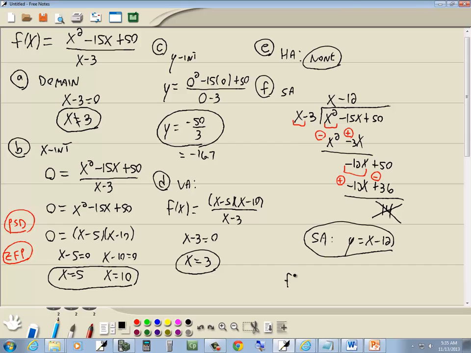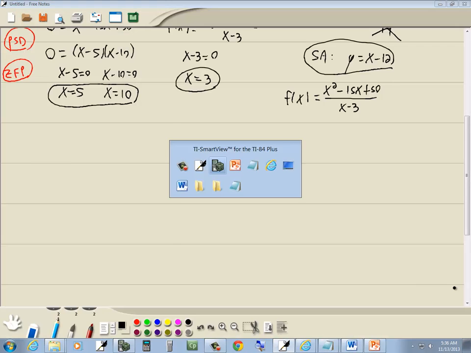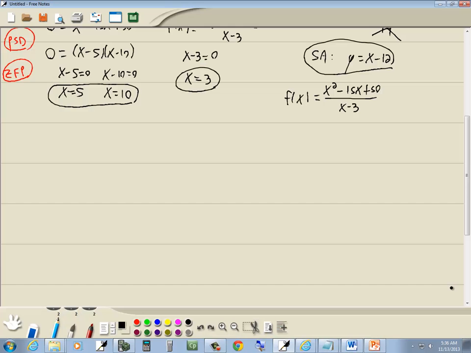Okay, so we got f of x is equal to x squared minus 15x plus 50 over x minus 3. We're now ready for, I'm assuming, increasing, decreasing. Yeah, increasing, decreasing. So we need to find our derivative. Top part here will be p, and the bottom part will be q.